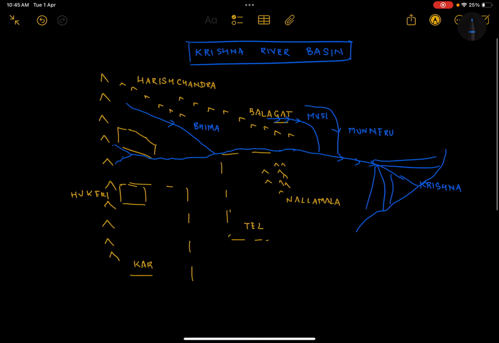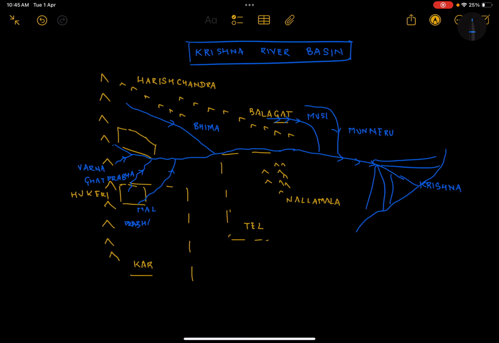Now, if you look at the right bank tributaries, the first one is pretty small. It's very close to the River Krishna's origin, and that is River Varna. The two tributaries from Hukeri in Karnataka are Ghataprabha and Malaprabha. Right here, Ghataprabha, and after Ghataprabha, we have Malaprabha.